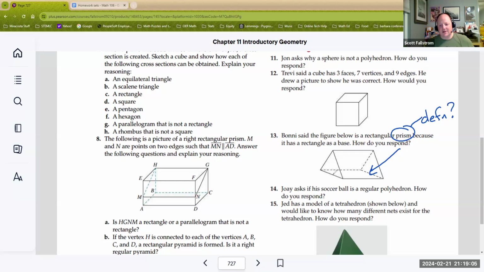Is this a rectangular prism because the bottom, the base in the student's mind, is a rectangle? What would a rectangular prism look like? And how is that different than this? All right.